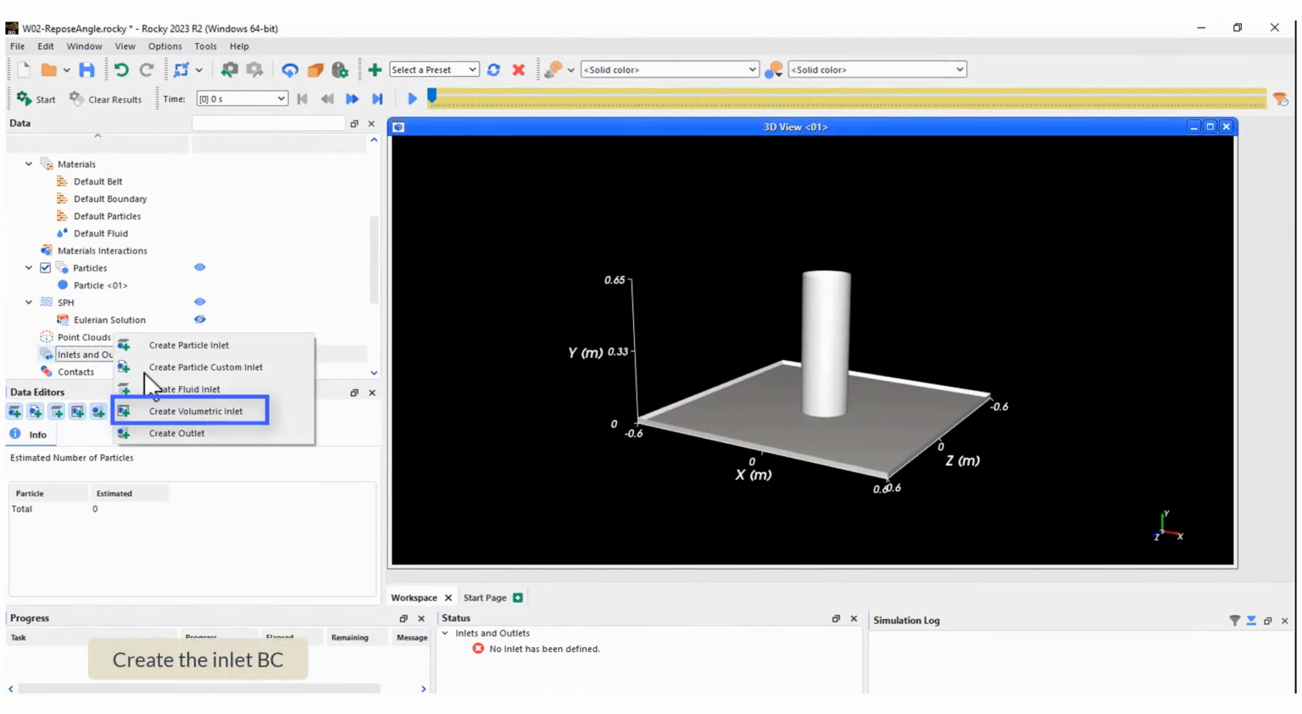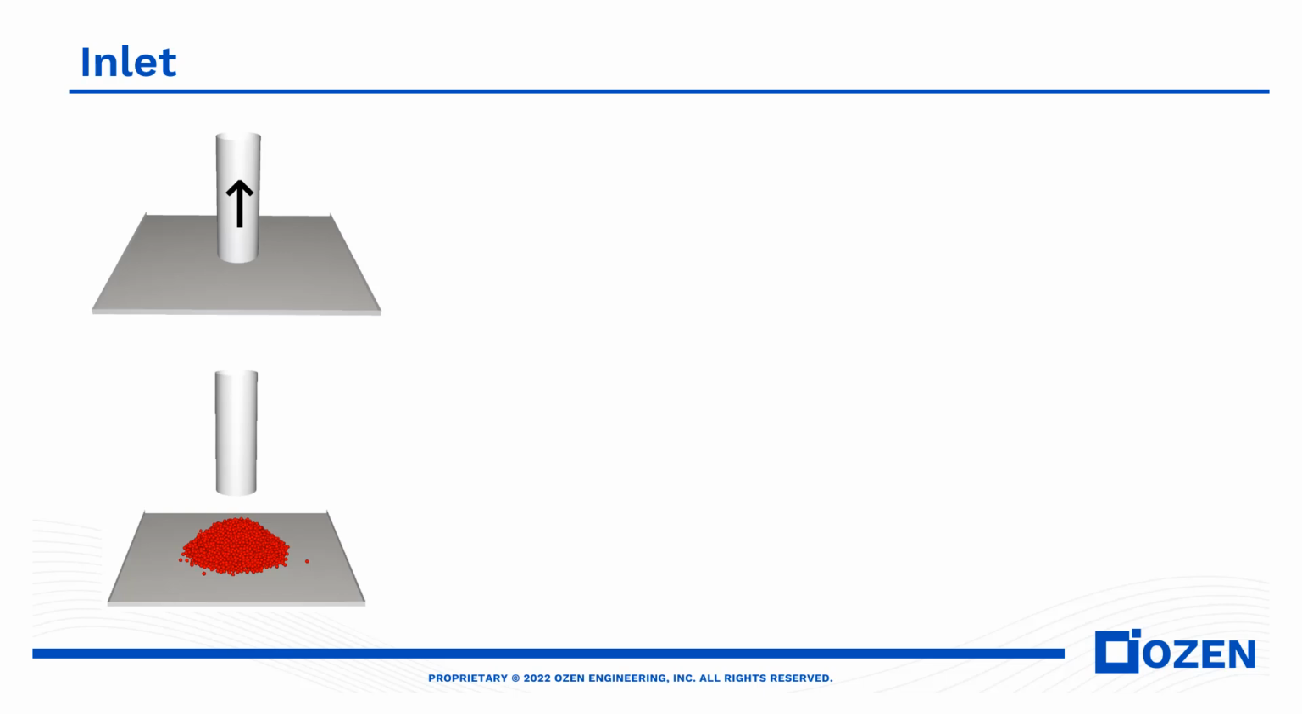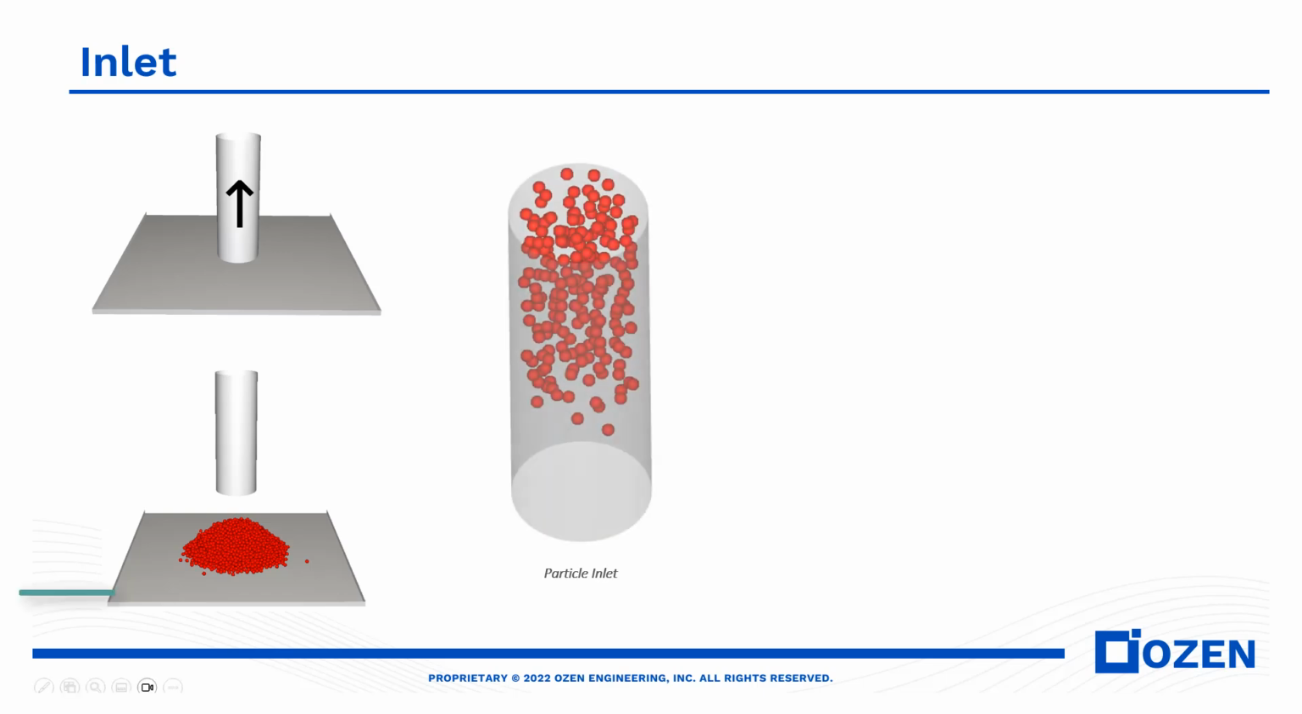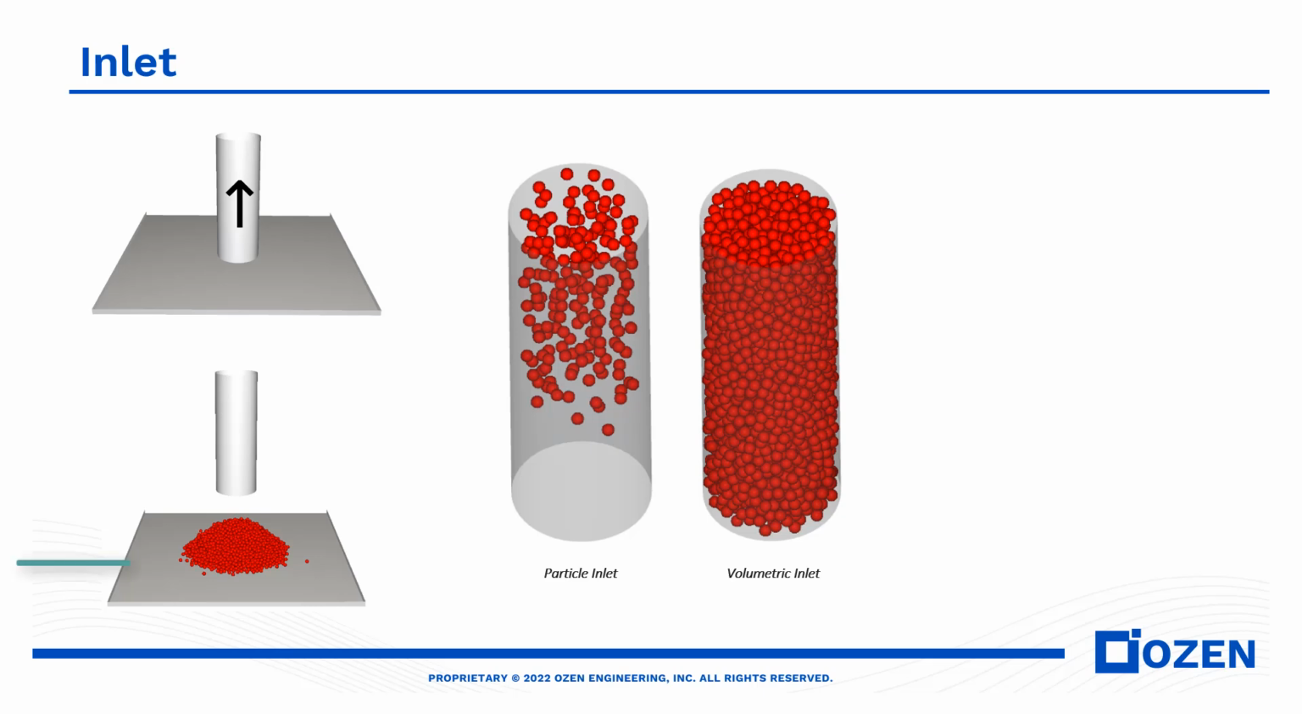Here we must use a volumetric inlet. Let's see why. The cylinder moves vertically upwards and the particles are released. However, if we use a particle inlet option, we will see separated particles, which doesn't fully fill the space.